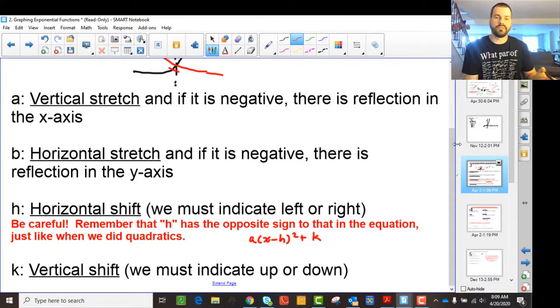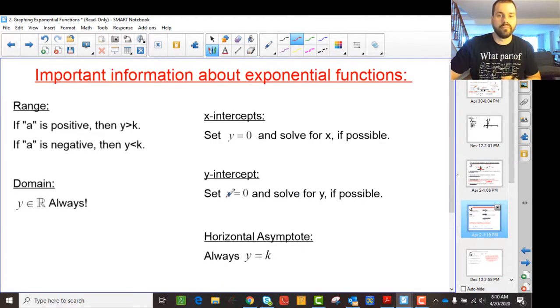What you're going to be tasked with is taking an equation, not a graph, and looking at how it looks on a graph, and also what the transformations are. What's the vertical stretch, horizontal shift, vertical shift? And then how do those things affect the horizontal asymptote, the y-intercept, x-intercepts, and all of that? That's what we're going for. But let's look at a few examples.